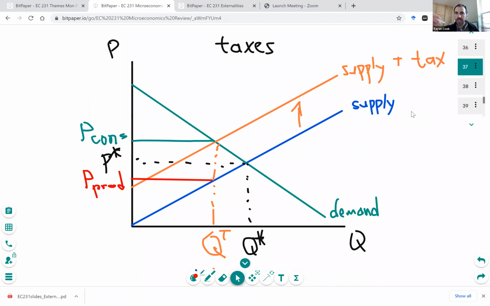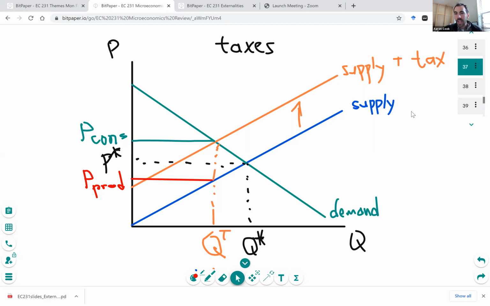So the producer literally receives P cons. It receives the consumer price, but he has to pay a certain amount of that to the government. So the net price, the price that he receives after he pays his tax, is P prod, which is a little bit less than P cons, which is equal to the vertical distance between the old supply curve and the new supply curve, because that's the amount of the tax. That's the amount that the supply curve shifted up.